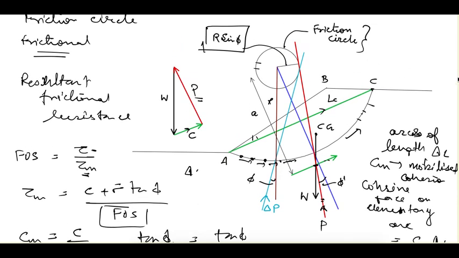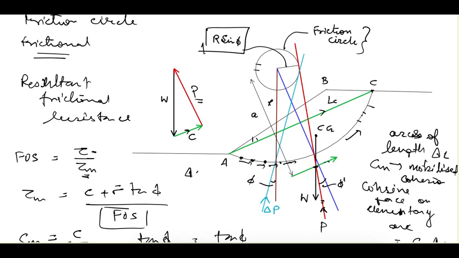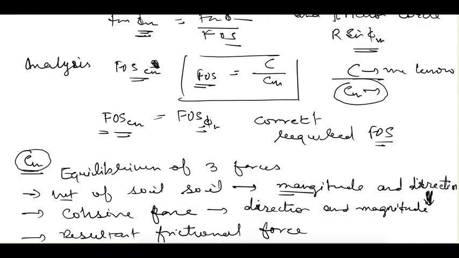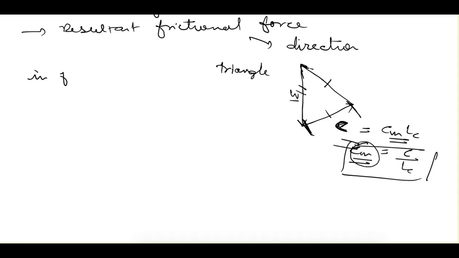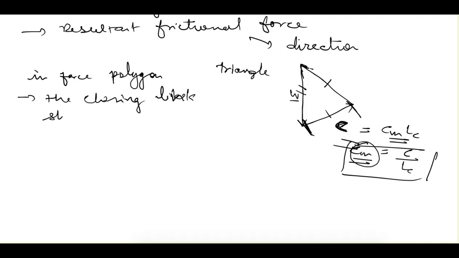Now if we draw the force polygon, it will come out something like this, similar to this circle. And force polygon has a property. The closing link of this force polygon shows the direction and magnitude of the resultant. In force polygon, the closing link shows the direction and magnitude of the resultant of the force.